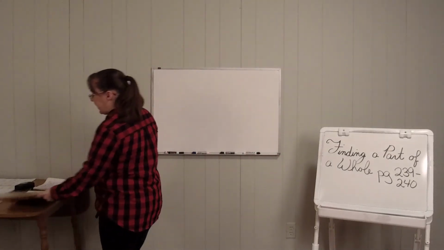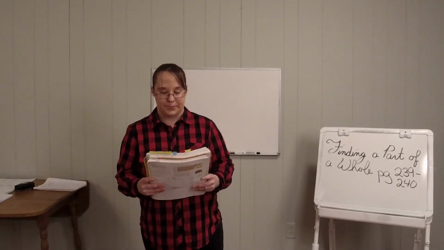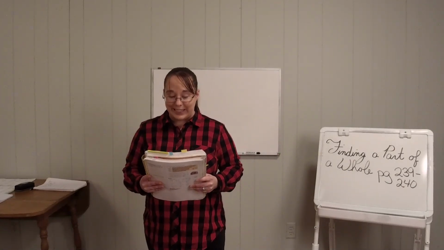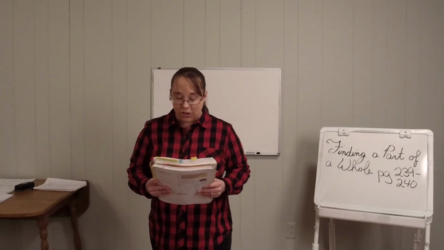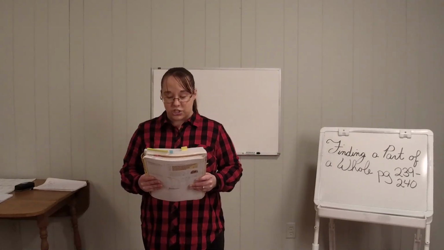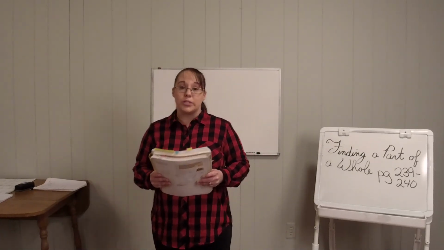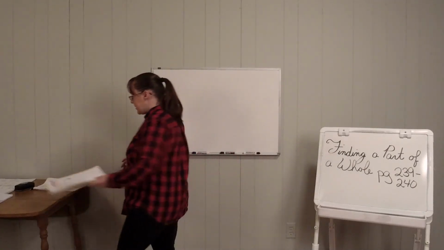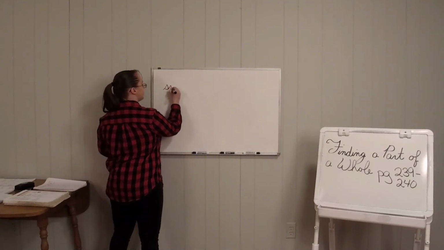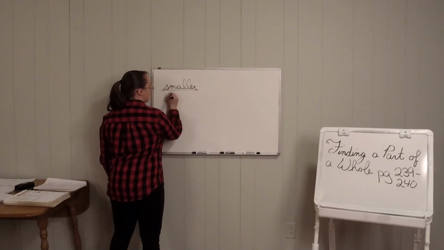Alright, so finding a part of a whole, on page 239. It says to find what part a lesser number is of a greater number, write the lesser number over the greater number to make a fraction. If necessary, reduce the fraction to the lowest terms. All it's saying, guys, is to put the smaller number on top of the bigger number.